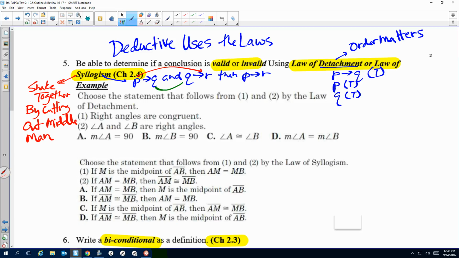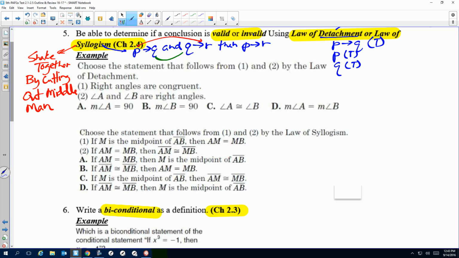Okay, so they're going to tell you which law to use to make your conclusion. It doesn't always have to be given in if-then form. So if I'm looking at my first one here, choose a statement that follows 1 and 2 by law of detachment. The first statement, number 1, right angles are congruent. I need to know the hypothesis and conclusion of this statement. What would be the hypothesis? If the angles are right, so we're talking about right angles. What's the conclusion? Congruent, are congruent. So I'm looking for P, then Q. If angles are right, then they are congruent, right?